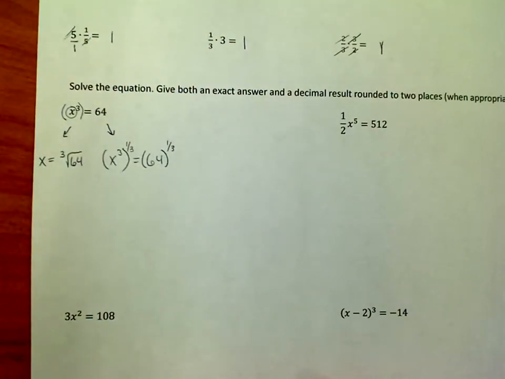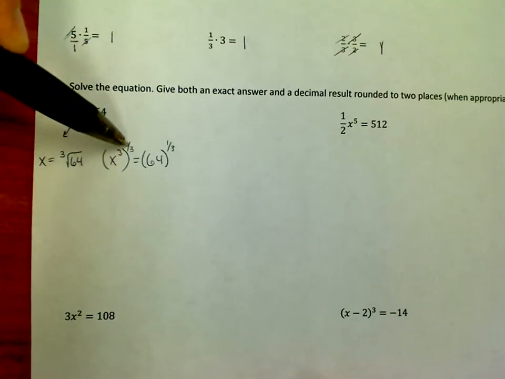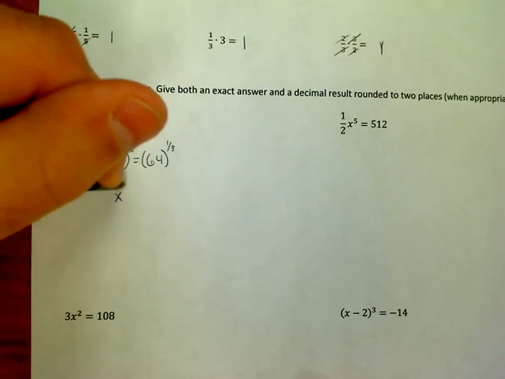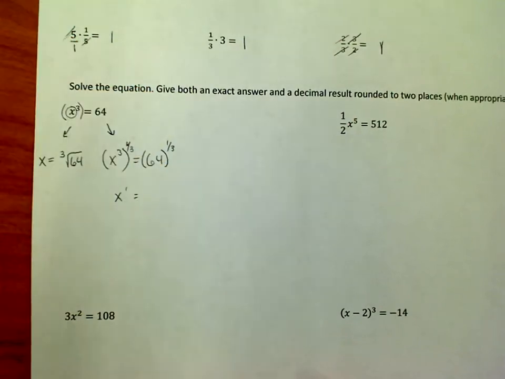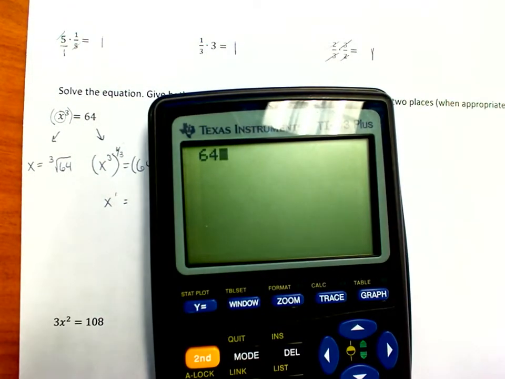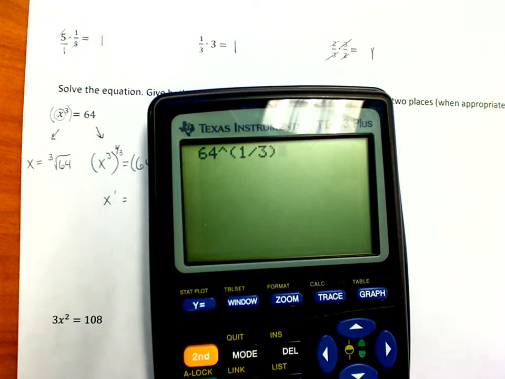Now the reason I might think about it that way, and I actually prefer this second method, is because when I raise a power to a power, I multiply the exponents. And 3 times 1/3, just like we did up here, is 1. So I get x to the first power remaining. On my calculator, the easy way to type it in is 64 raised to the, and be careful about parentheses here, it's a fraction, 1/3 power.